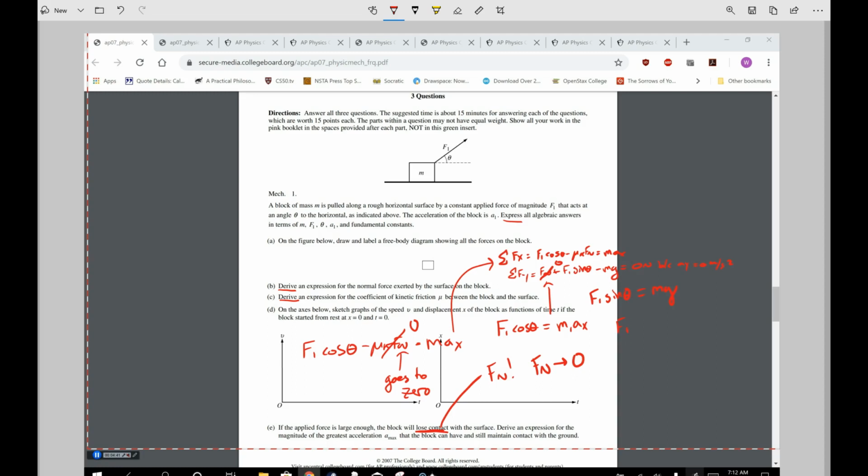Sometimes they'll say not to, though. So let's say that were the case. Just to talk about that, I could solve for mg divided by sine theta as F1 and substitute. And so then I could find, okay, m a max would equal mg times cosine theta over sine theta. Notice that the m's go away. And this A max would be g cotangent of theta.